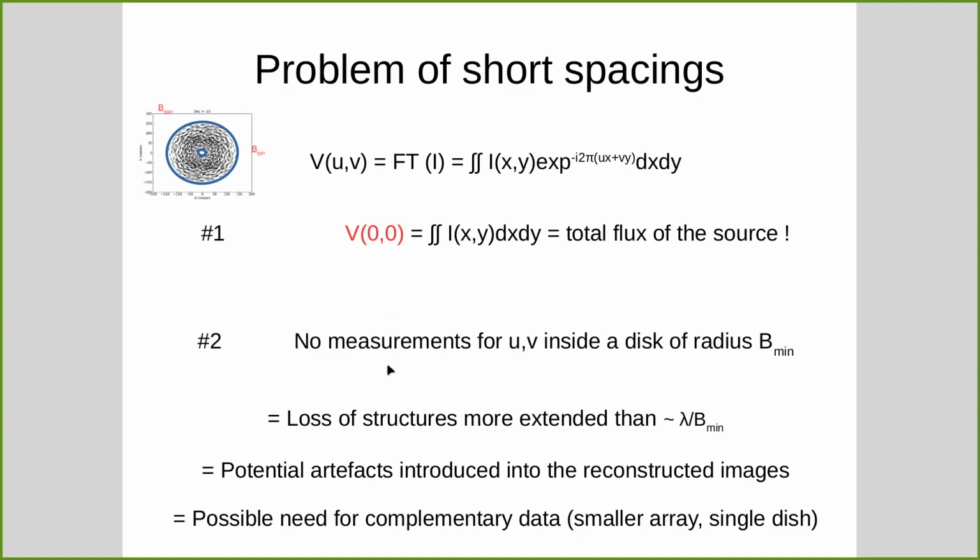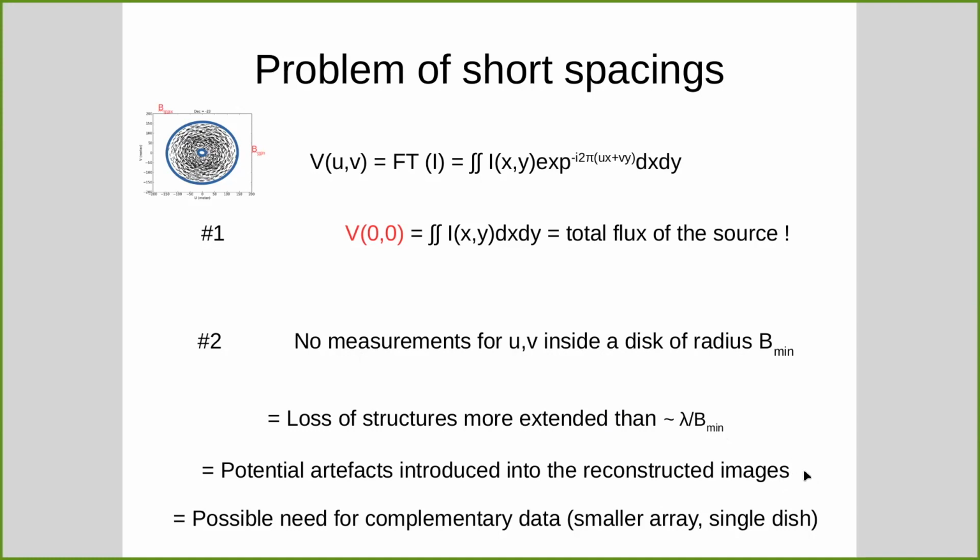And it's not only the point at (0, 0), but everything up to the beam. So you have no measurements in the UV plane, sorry, you have no measurements inside the disk of radius B_min. So it means you are losing all the structures that are more extended than lambda over B_min, okay? Of course, that sometimes can be a problem, and it can lead to some potential artifacts when you want to reconstruct your image.